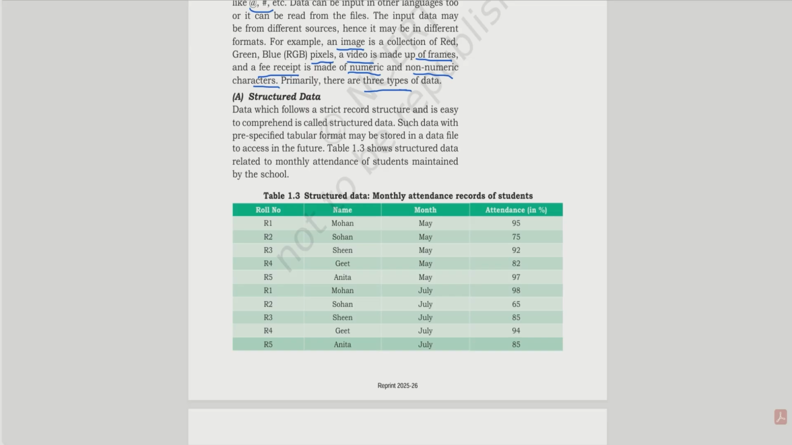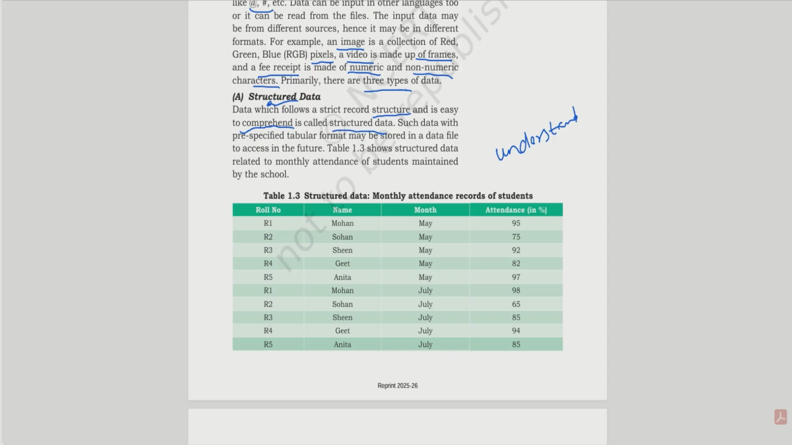So structured data means, from the name itself we can understand that the data will be organized. It will have a structure. It will be arranged in a proper order, so that it will be easy to comprehend. Comprehend means it is easy to understand, easy for the user to understand. So that is called structured data.